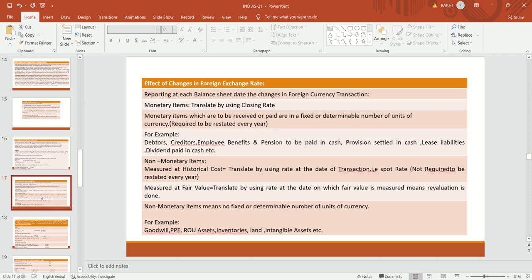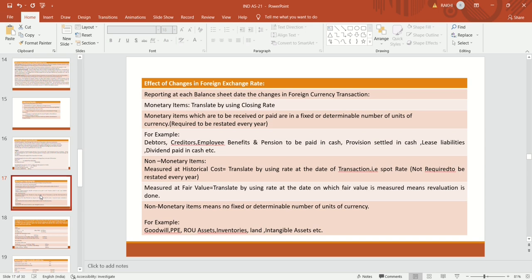There are two items, that is monetary items. Monetary items are those items which are translated by using closing rate. Monetary items are like debtors, creditors, loans, items which are settled. Monetary items which are to be received or paid are in a fixed or determinable number of units of currency. So it will be translated by using closing rate.